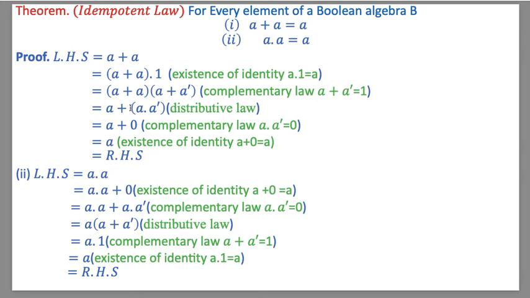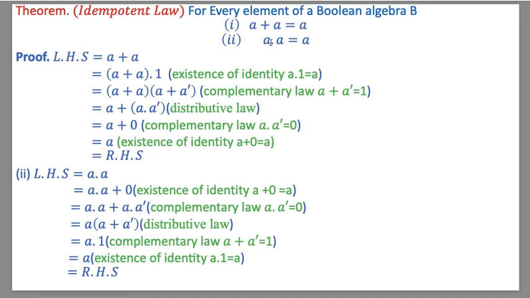So this can be written as A plus A dot A dash by distributive law. But A dot A dash is 0 by complementary law. So A plus 0. And by existence of identity element, A plus 0 is A. So this is A, this is equal to right hand side. So A plus A is equal to A.